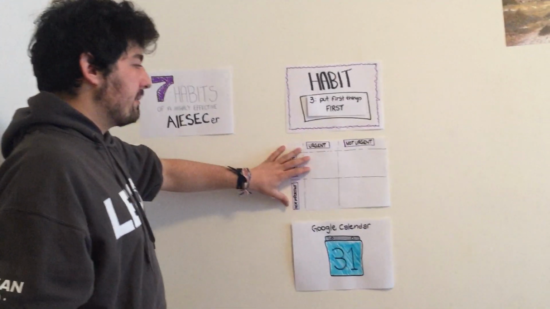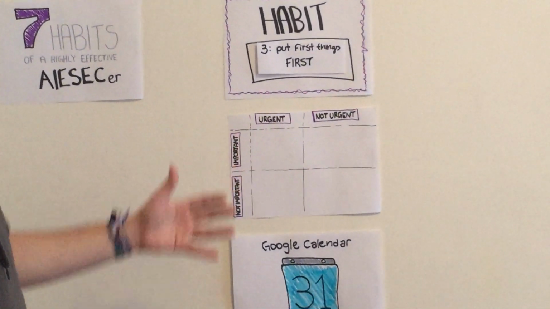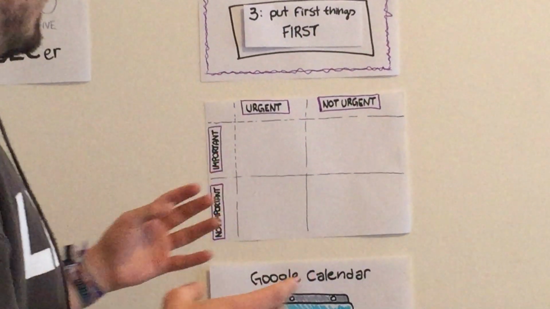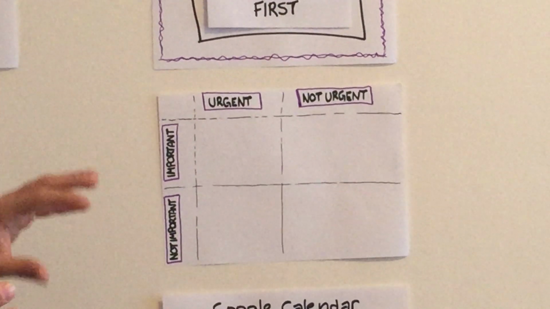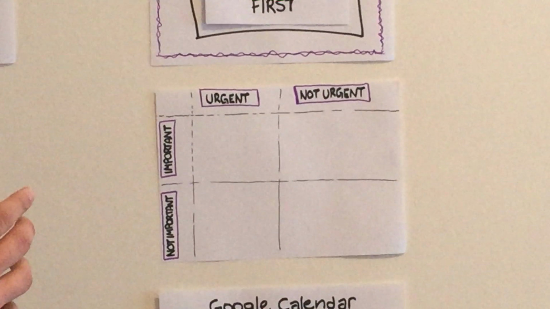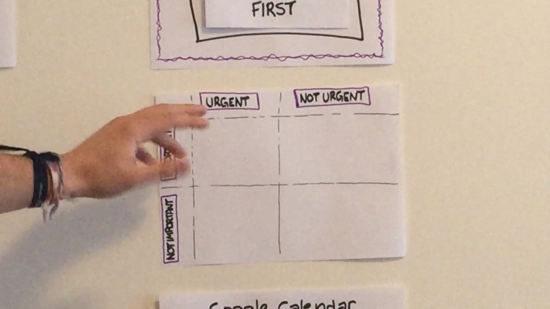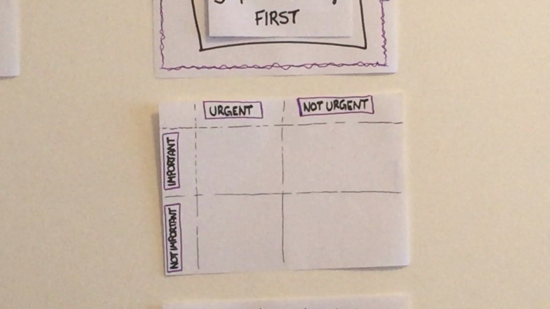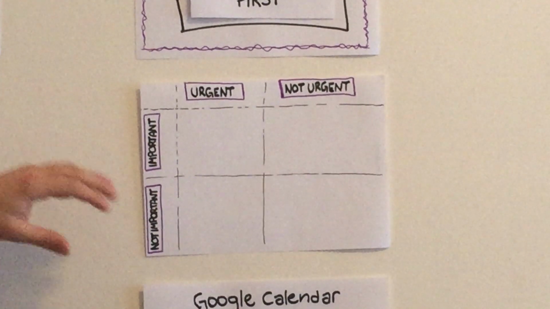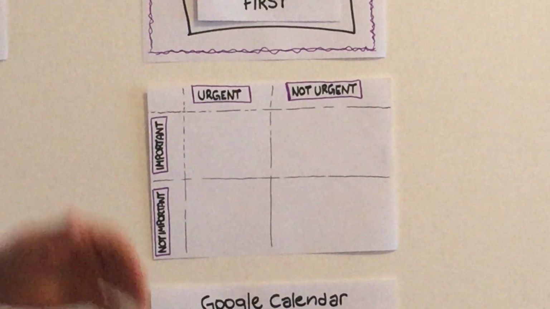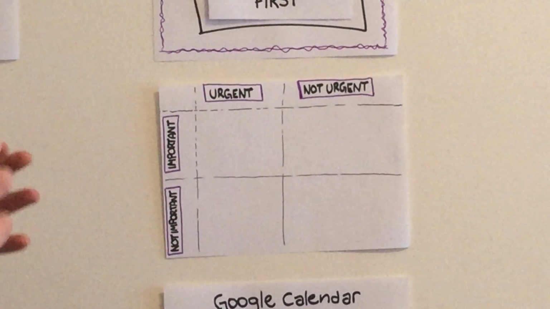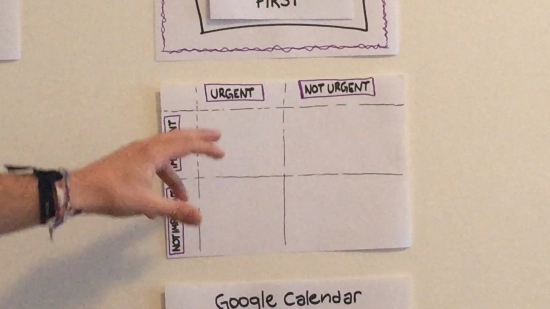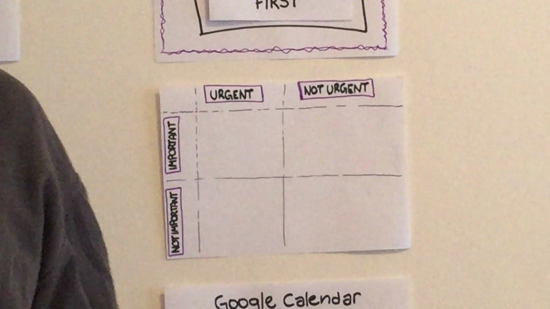So the first one comes with this very cool matrix that has 4 quadrants. This matrix is the matrix of prioritization. On the left side you have things that are urgent, and on the right side you have things that are not urgent. And on the upper part you have things that are important, and on the lower part things that are not important. So in this matrix of urgent and important, you have 4 different quadrants. Quadrant 1 are things that are urgent and important.